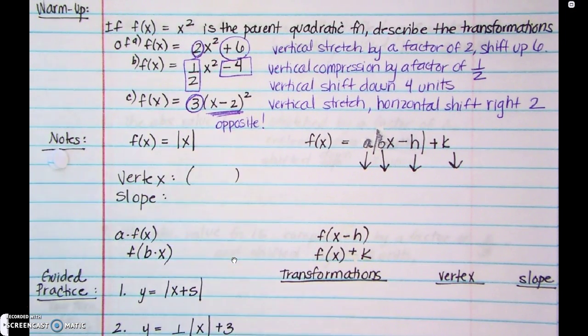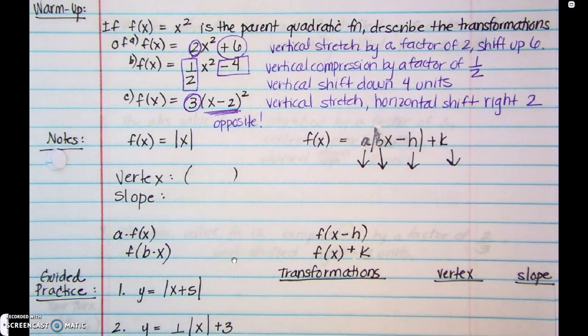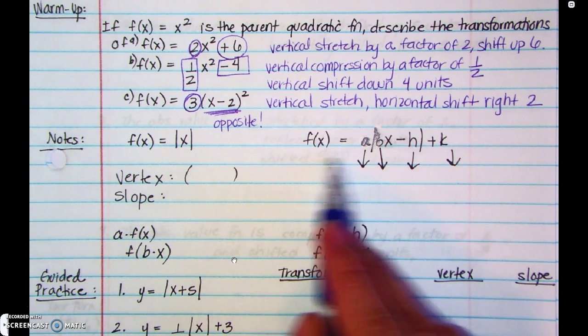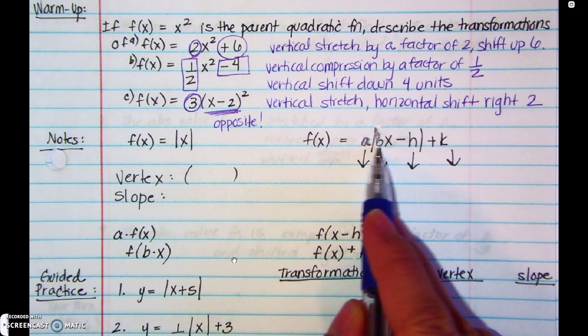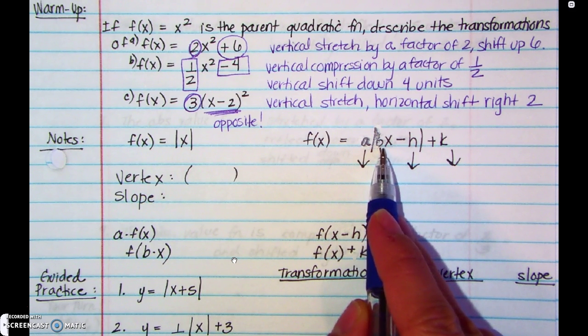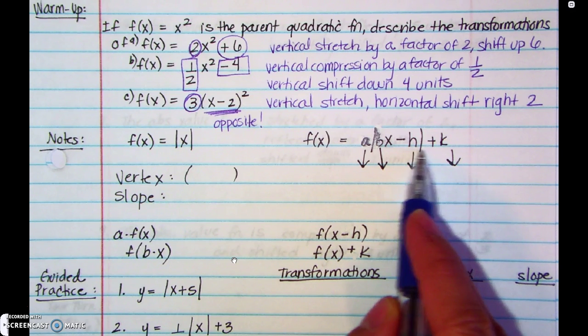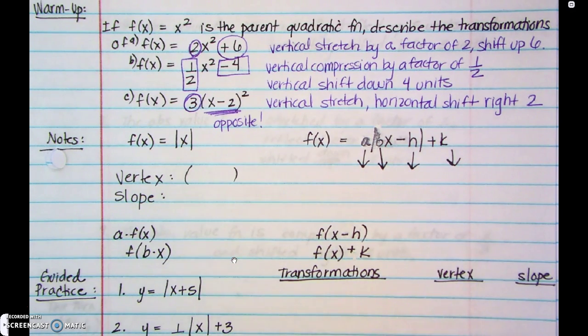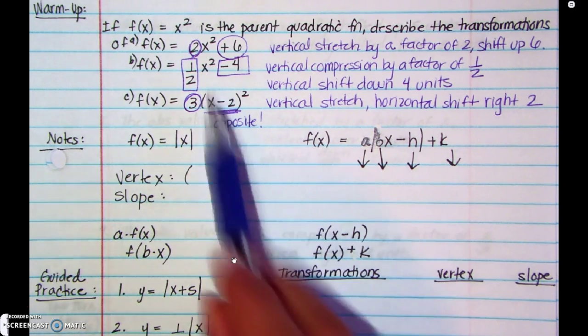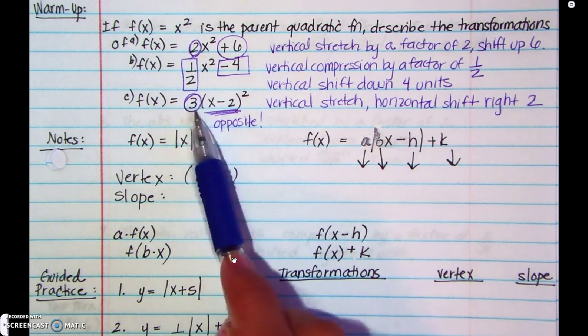All right, so our notes, it got smeared, sorry. So this is your parent function, the absolute value of x. The absolute value of x can be transformed by changing the a value, the value in front of the x, the value h, and the value k. Okay, a, h, and k just stand for some random number. In this case, a was 2, 1/2, and 3.